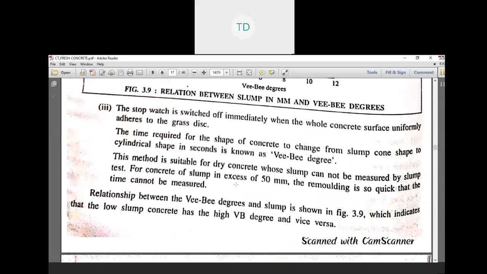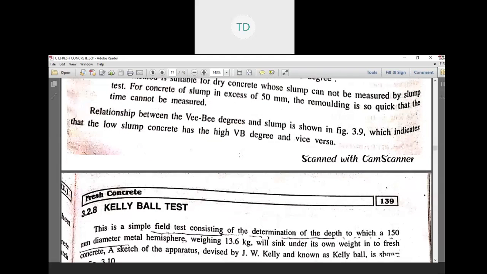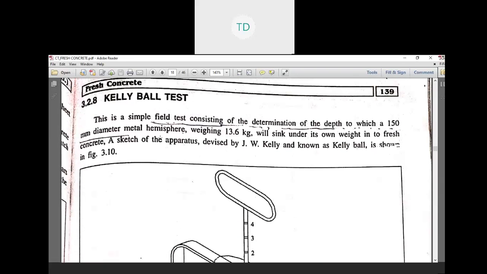Sometimes the slump test and other test results vary, but that does not mean the concrete is of very poor quality, because some concretes are specially designed and mixed to be compaction free and easy to spread in the mold. That's why there are many more tests available for properties of fresh concrete. Kelly ball test.